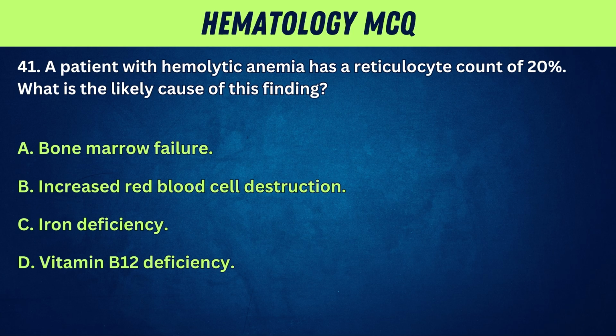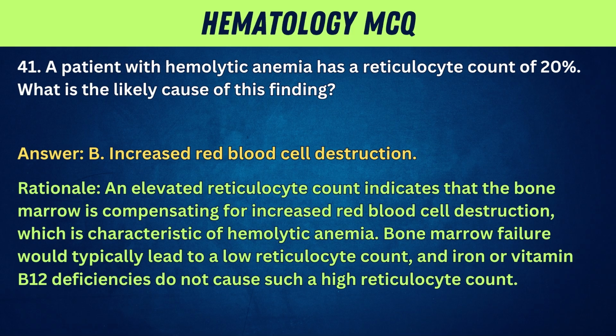41. A patient with hemolytic anemia has a reticulocyte count of 20%. What is the likely cause of this finding? A. Bone marrow failure. B. Increased red blood cell destruction. C. Iron deficiency. D. Vitamin B12 deficiency. Answer: B. Increased red blood cell destruction.